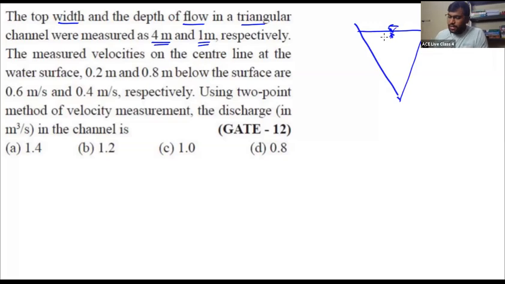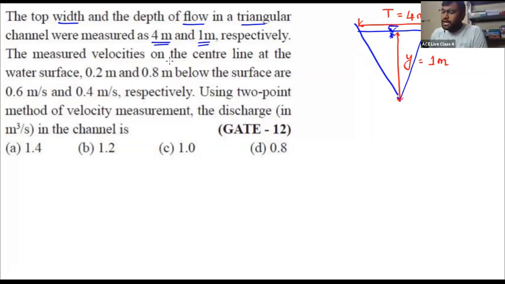Water surface. Okay. And I have given you the top width. This is nothing but the width of the water. We can represent it as the top width, T. The top width is given as 4 meters. And you know the meaning of depth of flow section. From the water surface to the deepest point, I told you the depth is nothing but from the water surface to the deepest point. What is the depth of flow given? So depth of flow is going to be 1 meter.